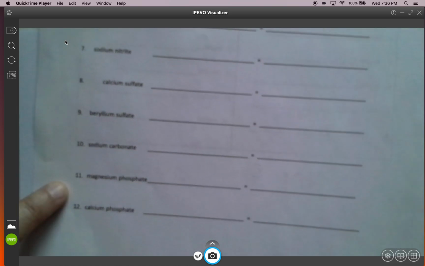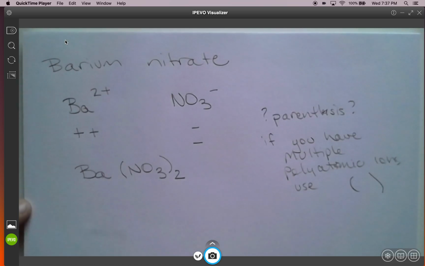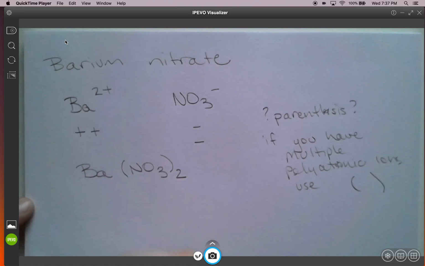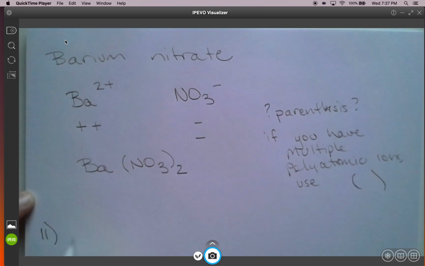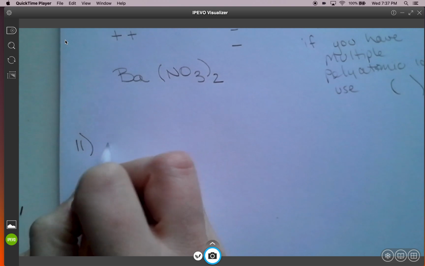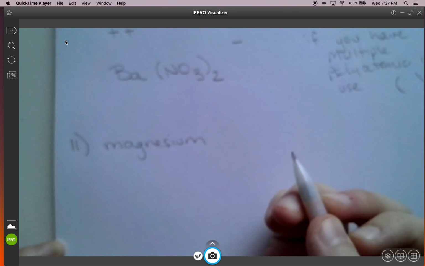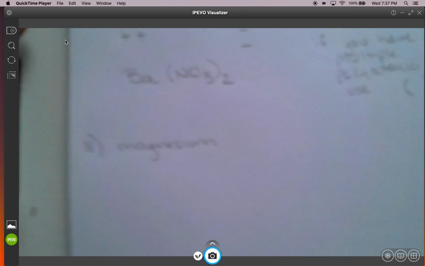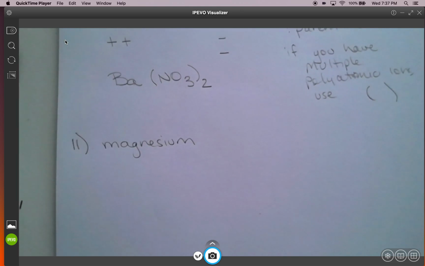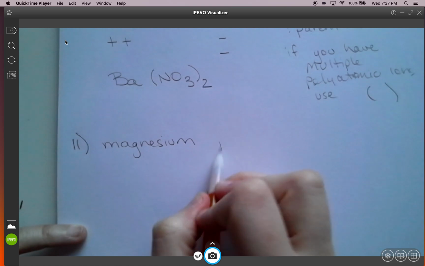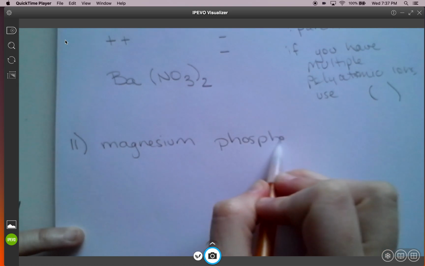Let's try magnesium phosphate down here, number 11. In the off chance that was too blurry, I'll just write it on your paper anyways. So we're going to do magnesium phosphate. I'm choosing this one because it is difficult. If you're making sense of your magnesium phosphate, you are fine.